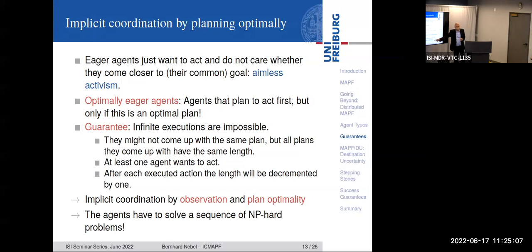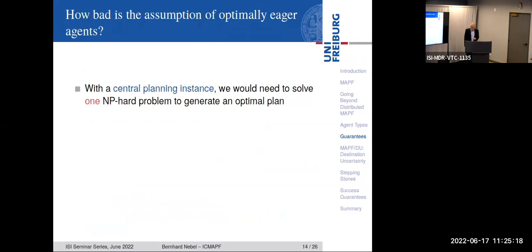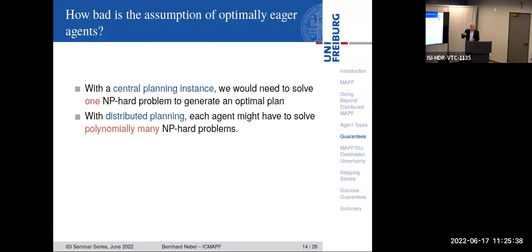Yeah, so one problem is that the agents now have to solve a sequence of NP-hard problems. Well, we solve NP-hard problems in any case. So let's look at what we have to do in the central case when we do central planning. We just solve one NP-hard problem, namely the generation of a shortest plan for all the agents. And when we do this in a distributed fashion, where everybody does planning, then each agent has to solve polynomially many NP-hard problems. So it's not one, it's polynomially many.